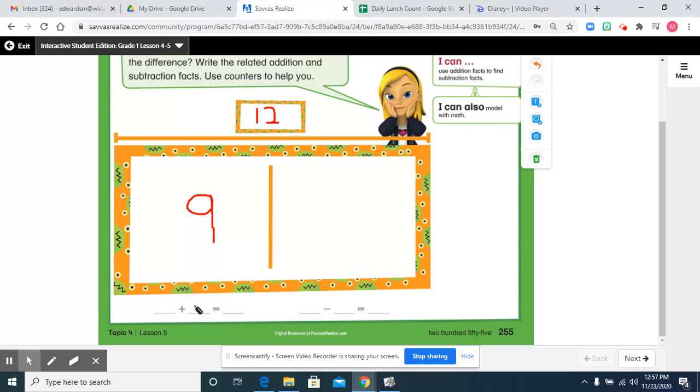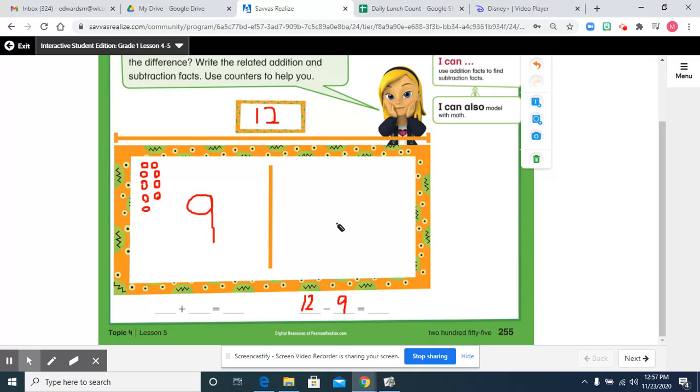Now, if you look at the bottom, there's two equations that we need to fill in. An addition equation and a subtraction equation. We know the subtraction equation, at least the first part of it. So let's put 12 minus 9 in here. For these part boxes, if you want to use counters, you can use counters in here too. So 1, 2, 3, 4, 5, 6, 7, 8, 9.